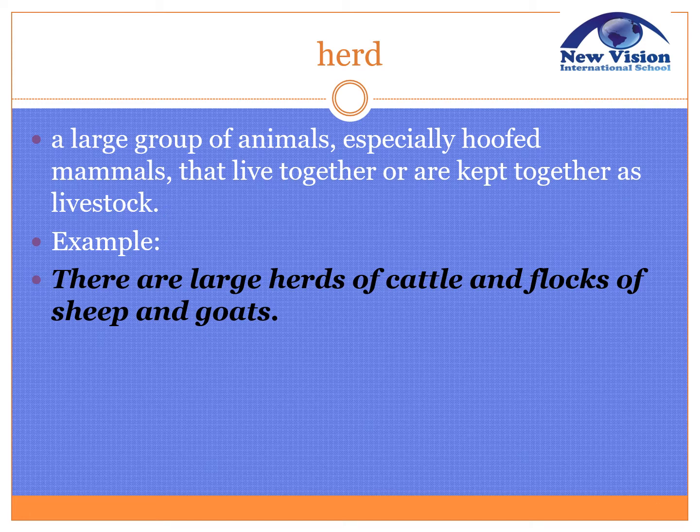Our next word means a large group of animals, especially hoofed mammals, that live together or are kept together as livestock. We're referring to the word herd. Can you read the example sentence? Thank you. There are large herds of cattle and flocks of sheep and goats.